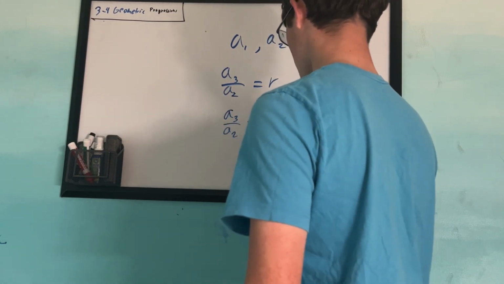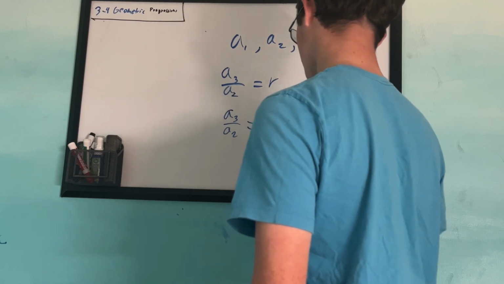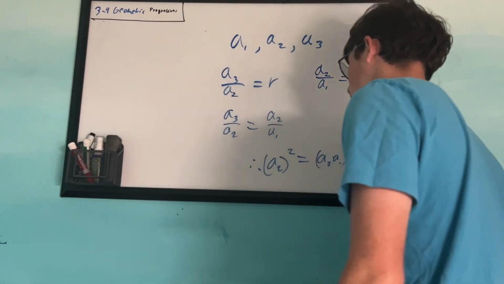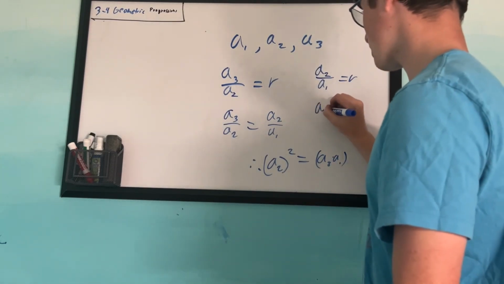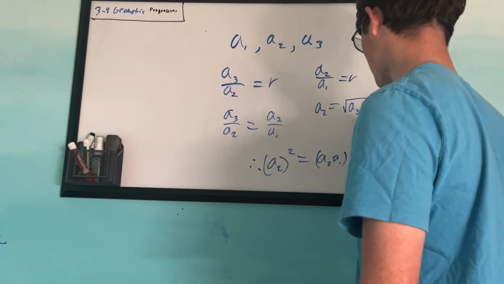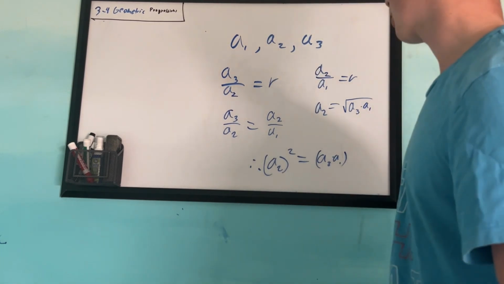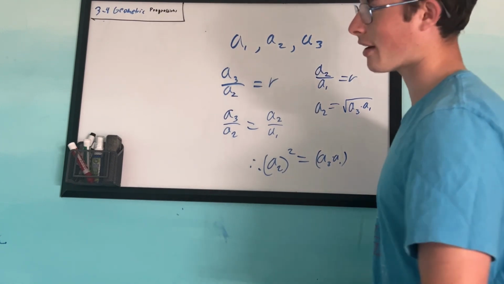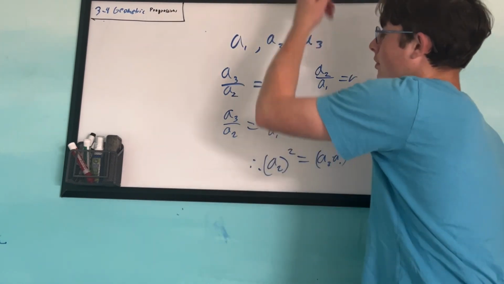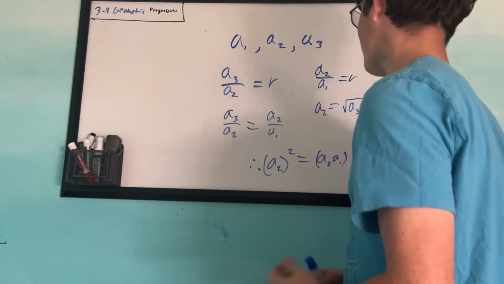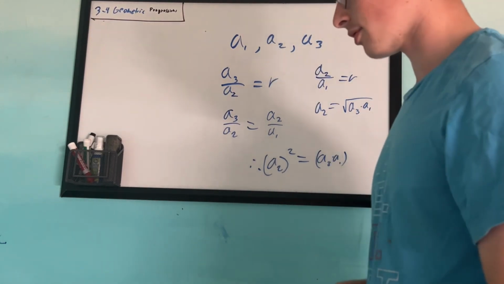Therefore, a sub 2 squared equals a sub 3 times a sub 1, which means we can say a sub 2 equals the square root of a sub 3 times a sub 1, which is the geometric mean. It's kind of like the arithmetic mean, which is a1 plus a3 all over 2. This is a3 times a1, taking the square root, and then we get a sub 2.